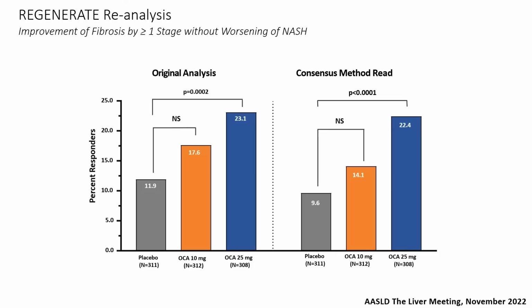So they wanted to make sure that whatever signal they saw on fibrosis was actually solid, and that's why they did this consensus method. And basically, they're able to replicate the same results from the original analysis. And you can see that the high dose 25 milligrams was significantly better than placebo. And the delta is almost identical, about 12% improvement from placebo. Next.